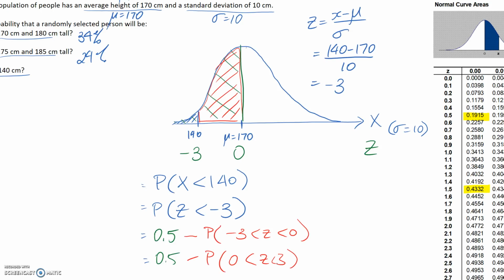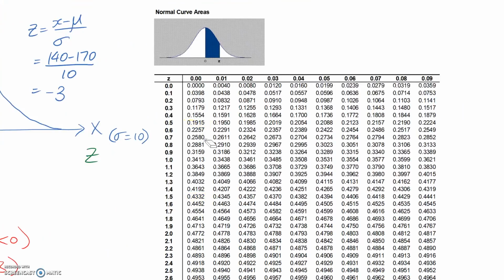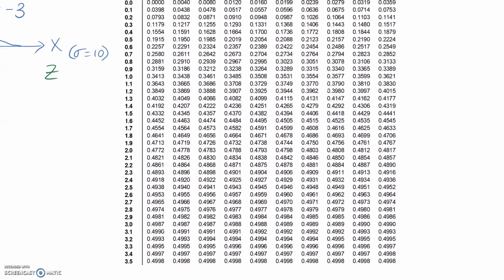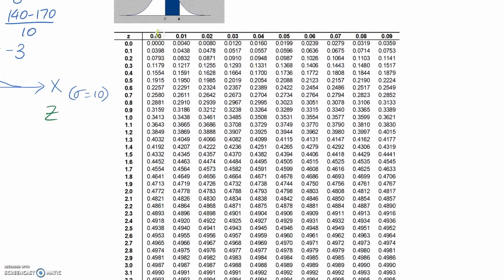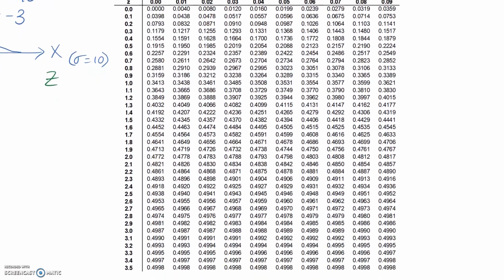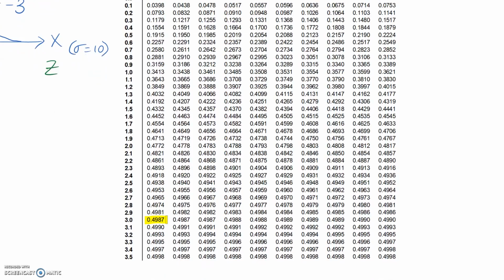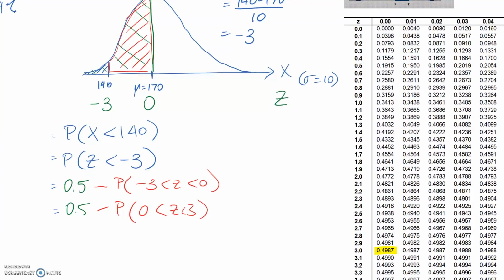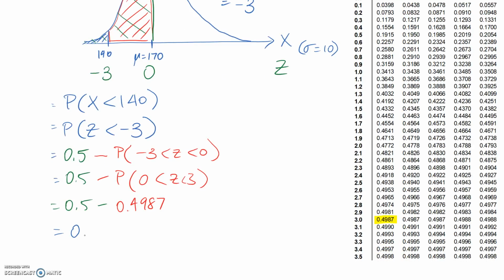So let's figure that out from the table. We need to figure where 3 is. It's going to be pretty low, 3. And again, because we want the second decimal to be 0, it's going to be the first column that we take. So 0.4987 is what we need to put in here. And we still have the 0.5 minus. So this is going to work out to 0.0013. So it's a very, very small number.